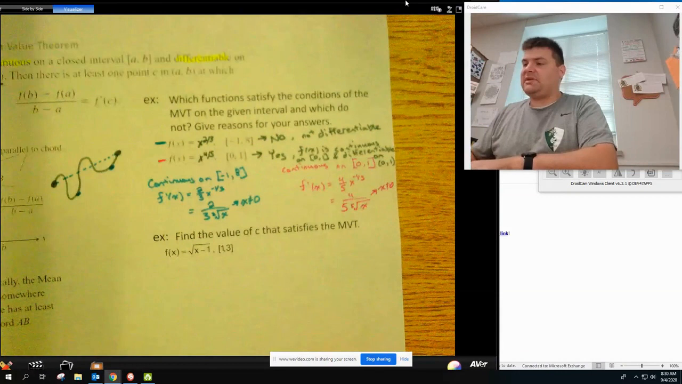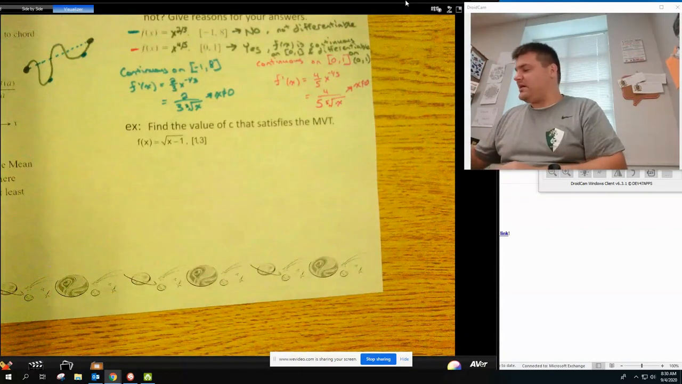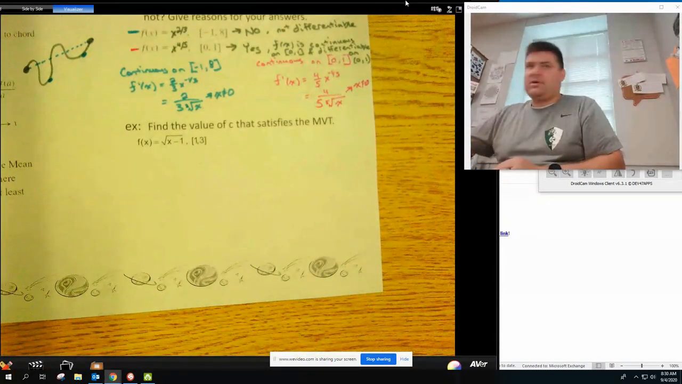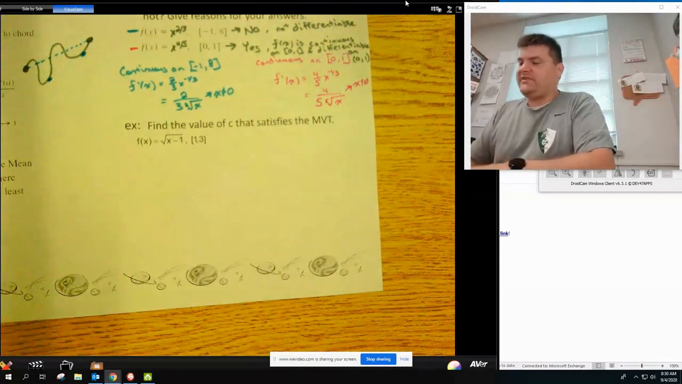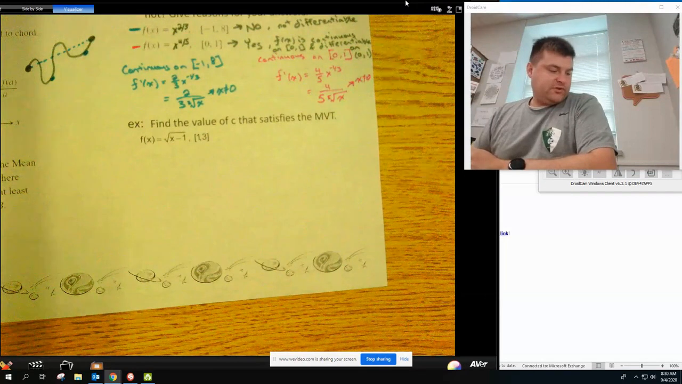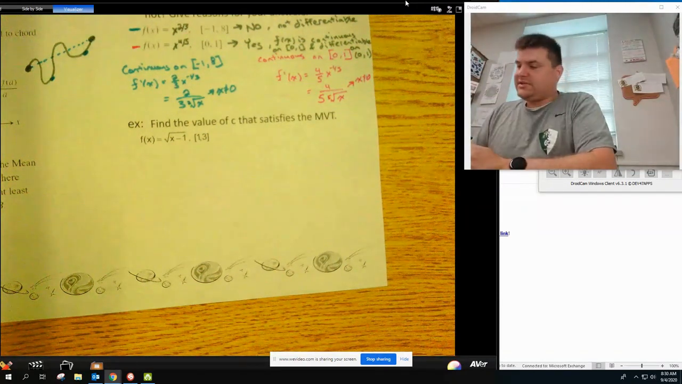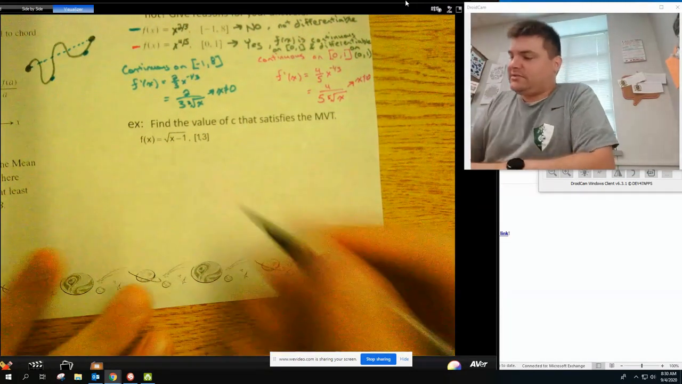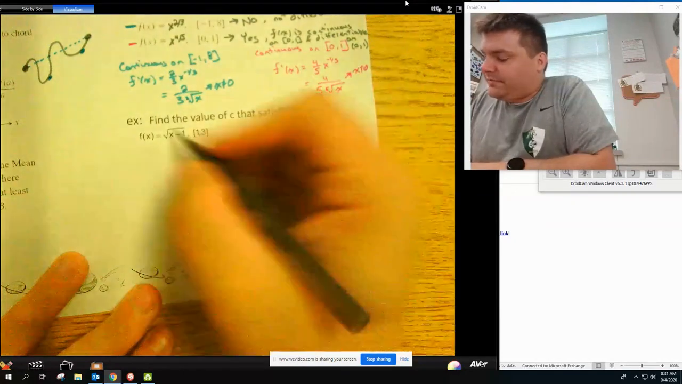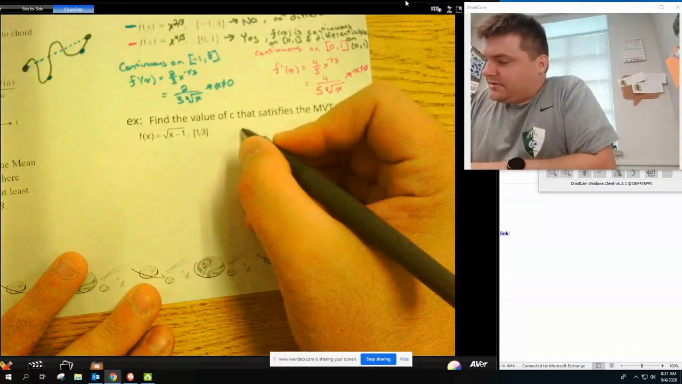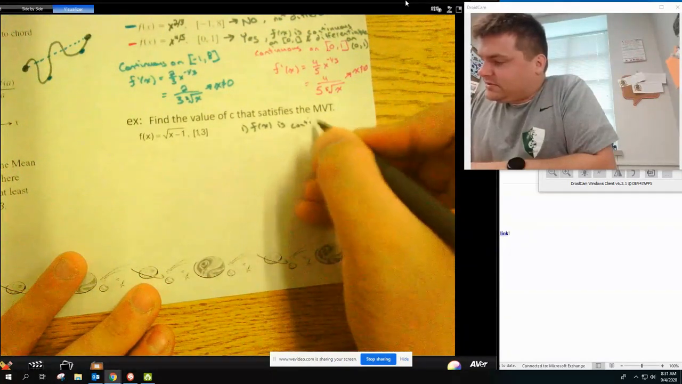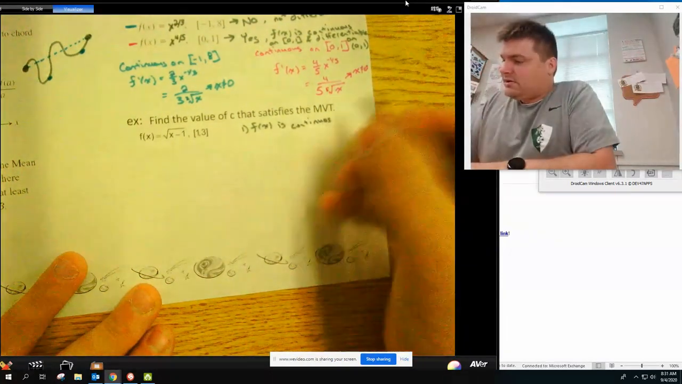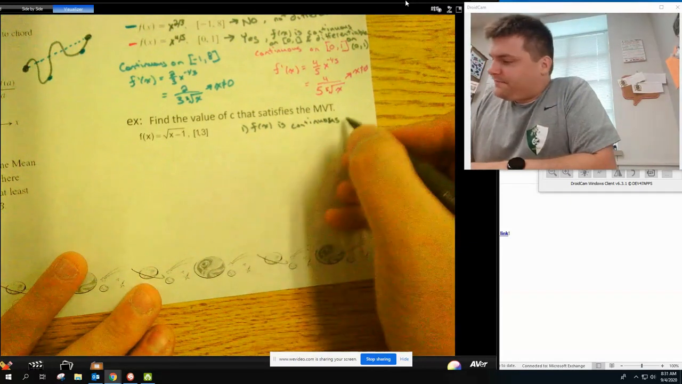All right, let's speed some things along here and actually go through and do an MVT problem. Wrap this video up. I don't want this to take too long. So let's find the value c that satisfies the MVT. We do need to make sure that this is continuous. If I'm looking at it, yeah, it's continuous on the interval. So f of x is continuous on the interval.